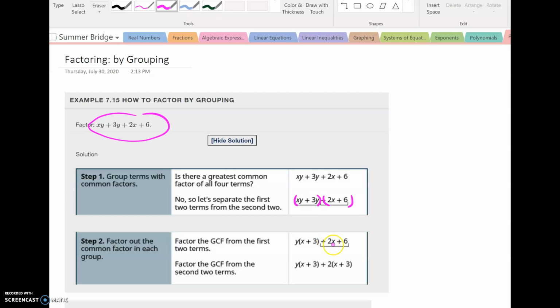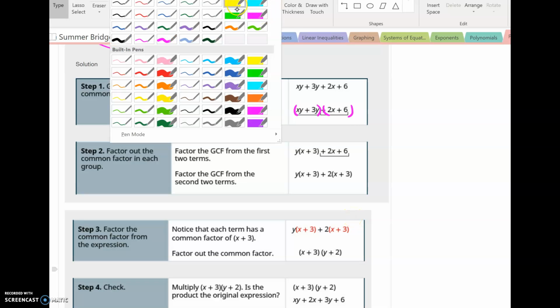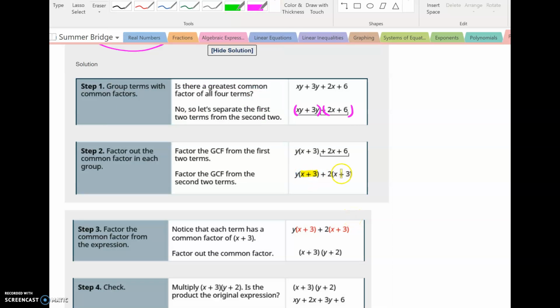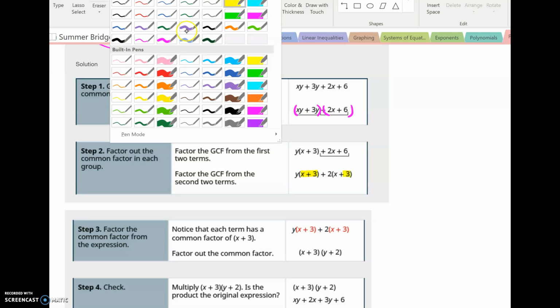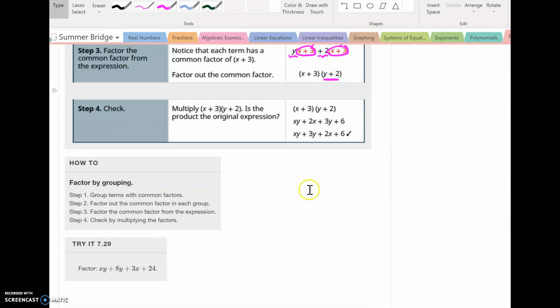And then I'm going to take a look at the 2x plus 6. And I notice that 2 is the GCF here. So you're going to factor out the 2. Okay? And then you have a situation where, look what's inside the parentheses. That's exactly the same. So you're going to take those parentheses and factor those outside. And what you have left is the y and then plus the 2. That's going to be inside one of your parentheses, and then the x plus 3 is going to be the other side of your parentheses, and then you can always check it.